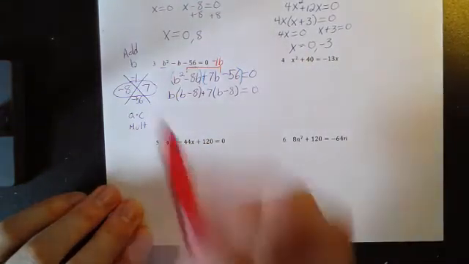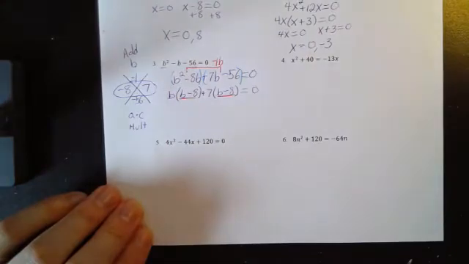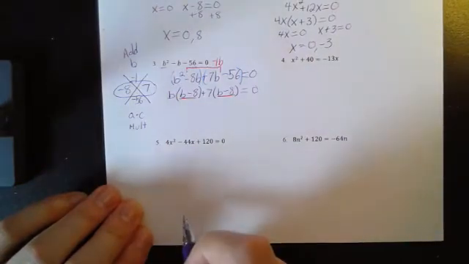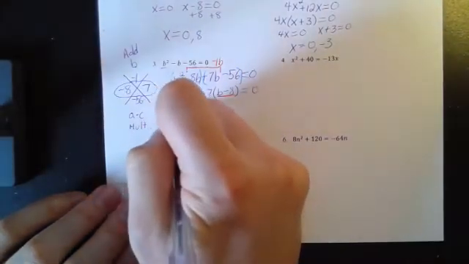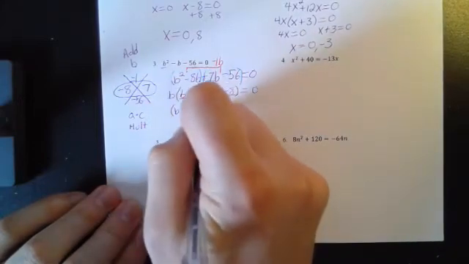What you should notice is that what's inside the parentheses is the same for both. So that means you did it correctly. Your two factors are what's inside the parentheses and the coefficient, so b plus 7.